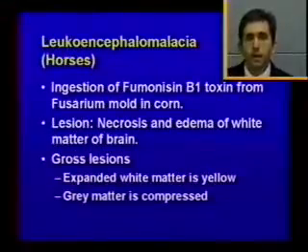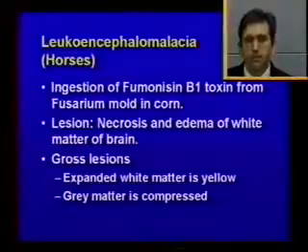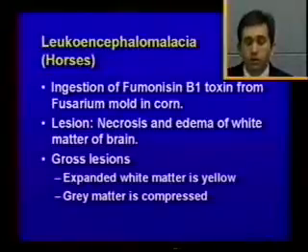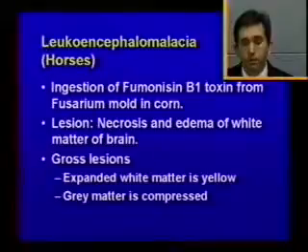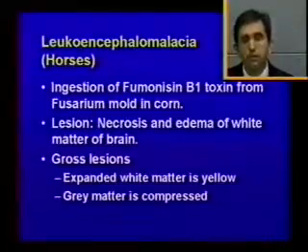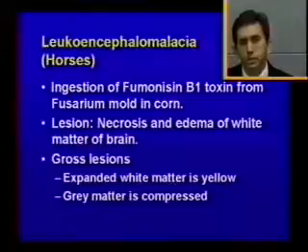Okay, now let's just compare that to another condition that affects the white matter of the brain, leukoencephalomalacia. This is a disease of horses. And this is caused by the ingestion of a fungal toxin known as fumonisin B1. It's produced by the fungus Fusarium, and it's usually present in moldy corn. The lesion in this case is necrosis and edema of the white matter of the brain.